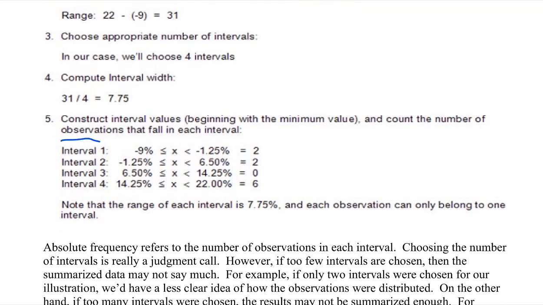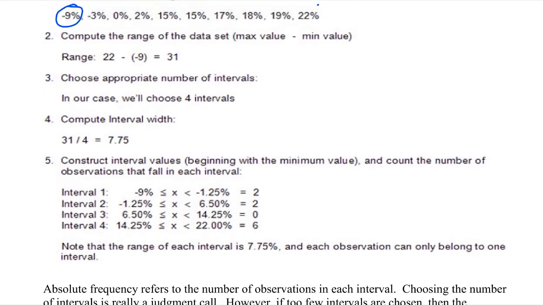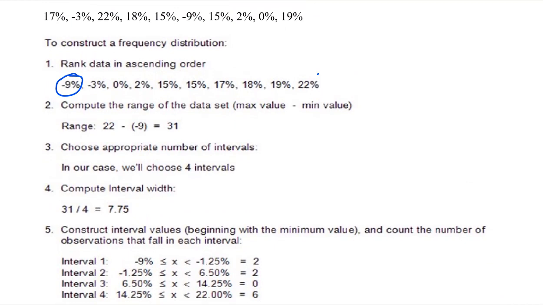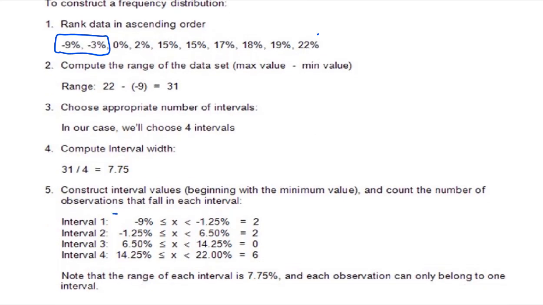So now that you've created your 4 buckets, if you will, each one of equal width, we only have to determine how many of the data points lie within each interval. So if you look at -9 to -1.25, let's look at our arranged data set. You could see that only these 2 values fall within the first interval right there. And the second interval goes from -1.25 to 6.5. So here we go. Again, you've got 2 observations.